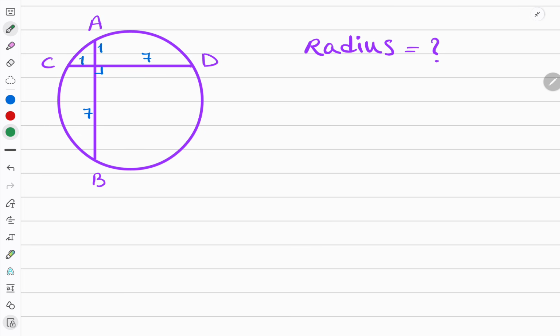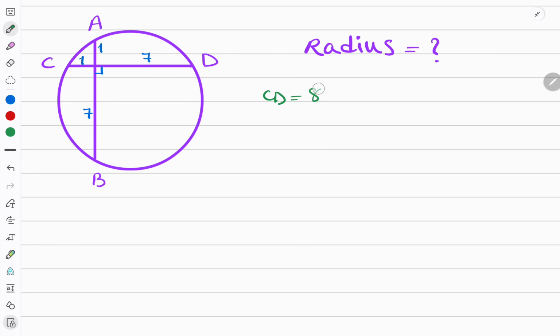As you can see, we have a circle with two given chords, AB and CD, and they are perpendicular, so we can see a right angle here, and we are going to find the value of the radius of this circle. Okay, so first of all, I'm going to find the value of each chord. So CD is 1 plus 7, which is 8, and AB is 1 plus 7 as well, which is 8.